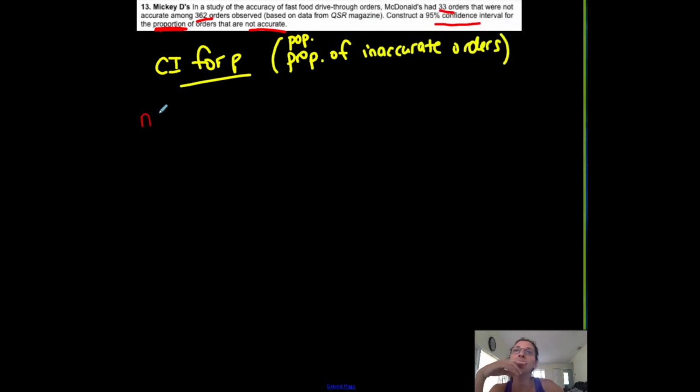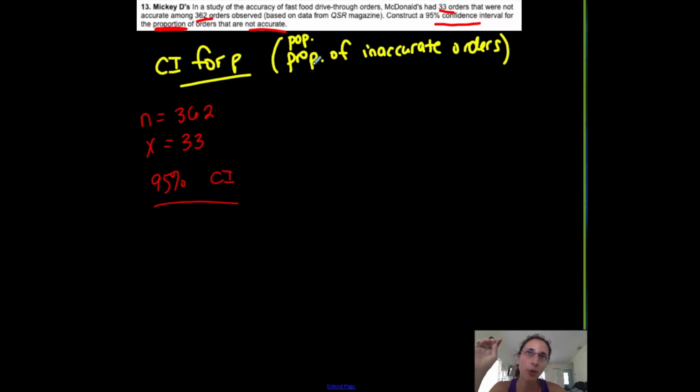I need an n, a sample size. Well, it's out of 362. So n is 362. 33 orders were successes, because success was inaccurate orders. That's what I want to find. So therefore, 33 is my x. What kind of confidence interval do I want? A 95% confidence interval. That's my confidence level. I want a 95% confidence interval for the population proportion of inaccurate orders for Mickey D's, right?